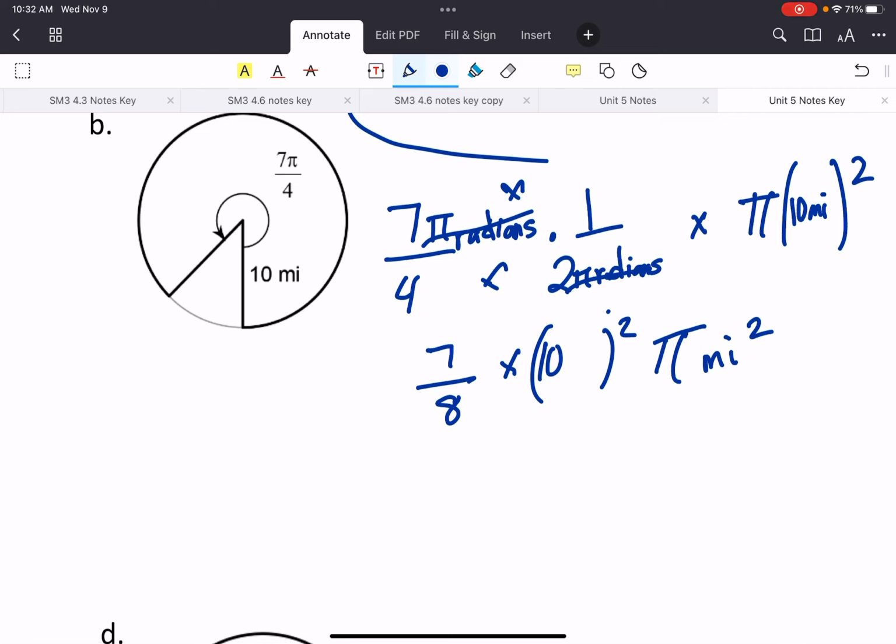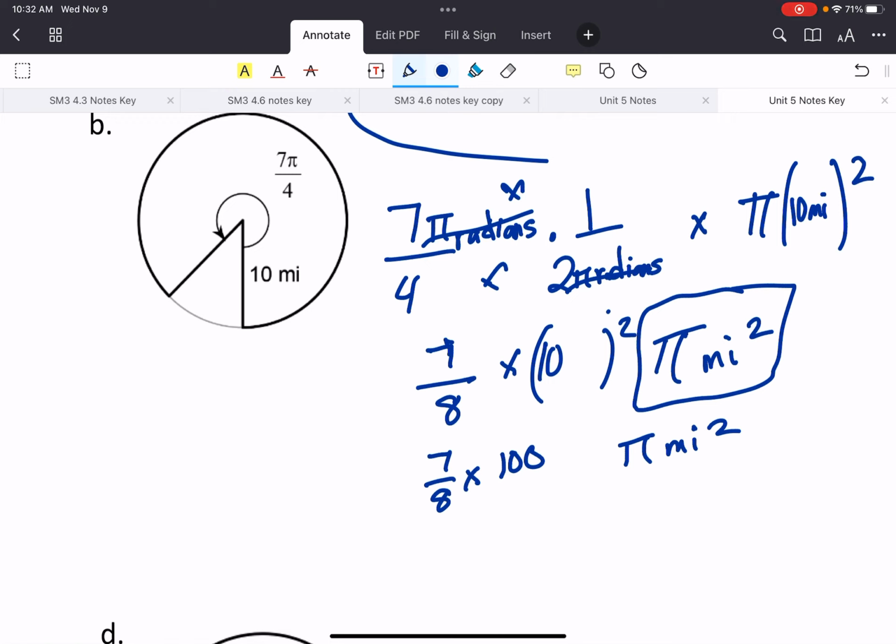I am taking this mile squared and pi, putting it out here for my last step. On your calculator, it will be 7/8 times 10 squared. We know that 10 squared is 100 because 10 times 10 is 100. And that would give us, and then make that into a fraction. So 700, sorry.